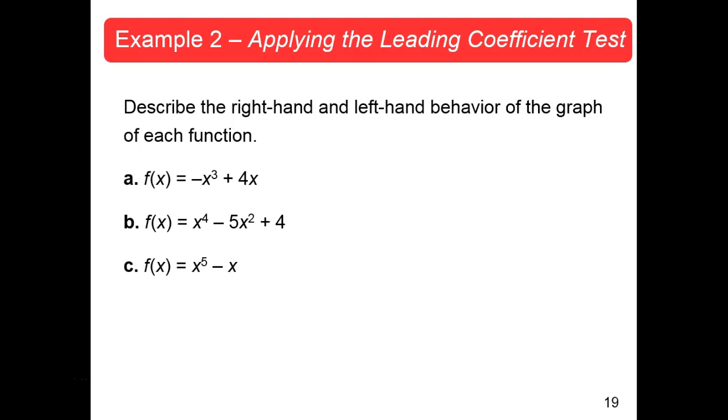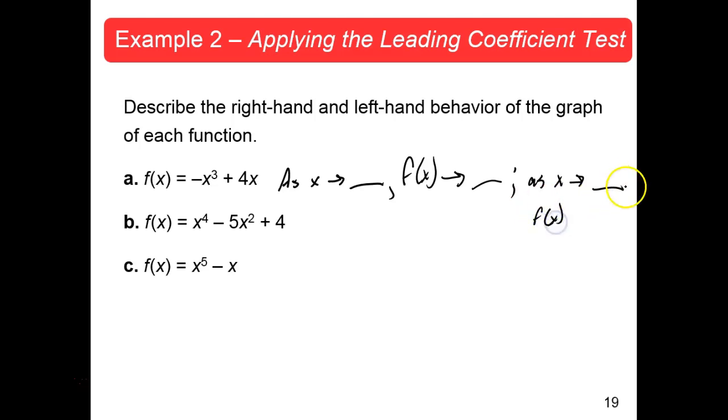Describe the right and left-hand behavior of the graph of each function. This is how I like to describe them. Let me get my pen set up. Okay? As x approaches blank, f of x approaches blank. Semicolon. As x approaches blank, f of x approaches blank. Now, can anyone tell me what goes in every one of those blanks? An infinity. So go on and write in an infinity. Okay?